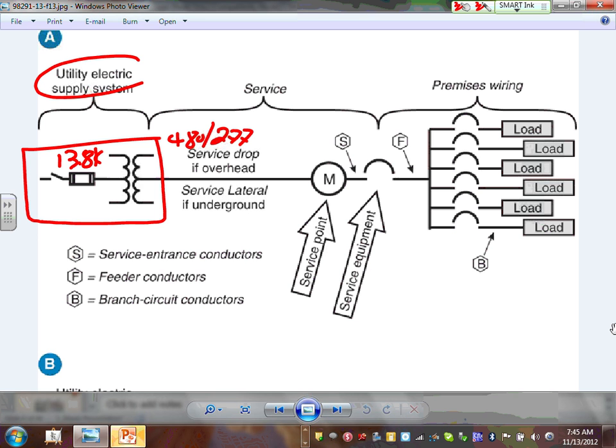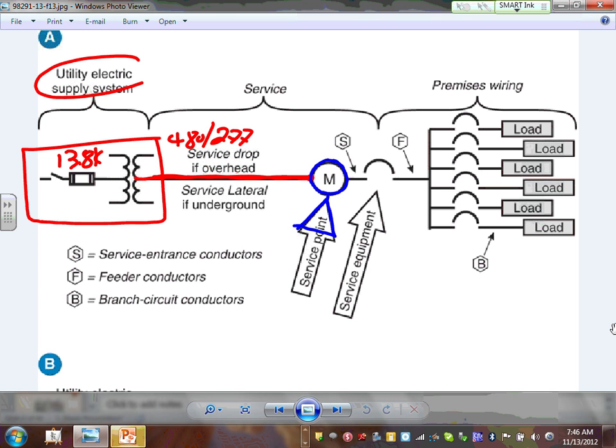Then the service drop if it's overhead, or service lateral. This conductor coming in here to the meter is called either service drop if it's above ground, or if it's underground, it's called service lateral. Right? That's it. Is it hard? So that's service drop or service lateral. Then you go into the meter. This is my meter. This point right here, the meter, is called the service point. This is my service point.